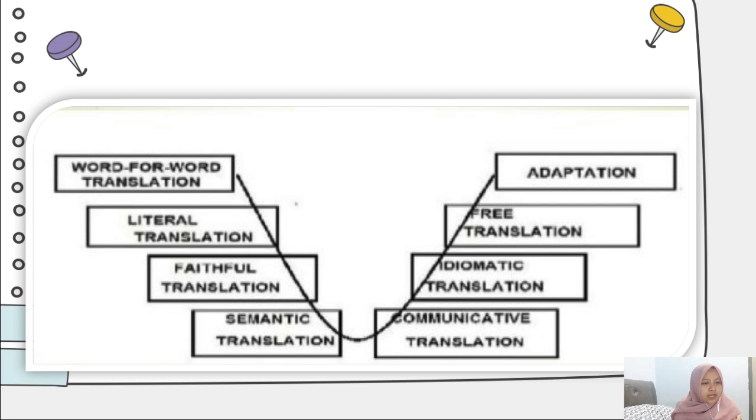In this case, the translation methods according to Newmark are grouped into two parts, which tend to refer to BSO and refer to BSA. The following is the translation method in the Venn diagram. It is like the picture. From the picture above, it is known that the four on the left is the emphasis of SL or BSO, and on the right is the emphasis of TL or BSA.